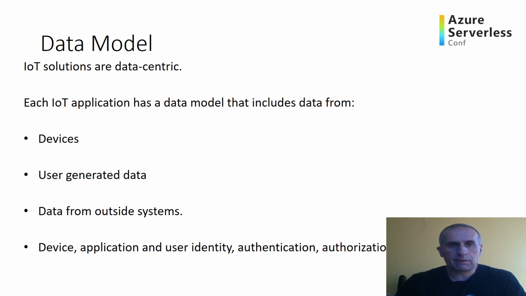It is very important to know that IoT solutions are data-centric. That means everything is around data, and we need to have a data model and to arrange everything around our data models. We collect information from different sources. As you see, we have information which we can get from devices. It could be user-generated data. It could be data from outside systems integrated with our IoT solutions. And we can have also data which is related to identity, authentication and authorization.